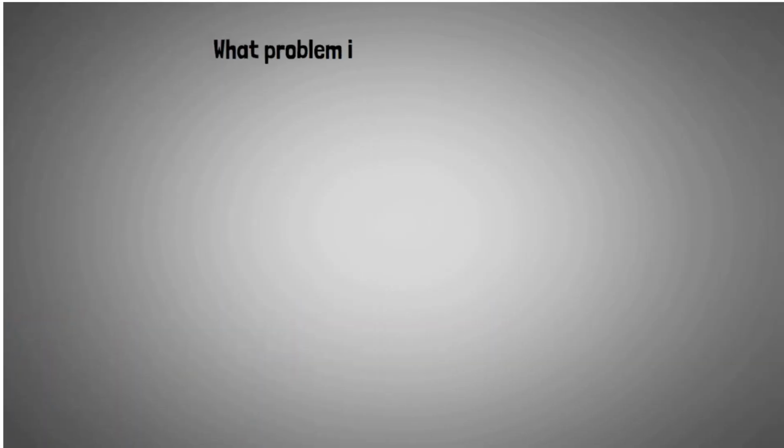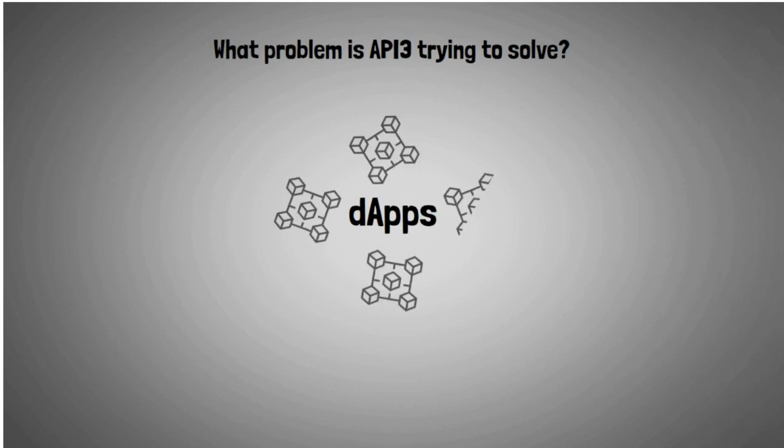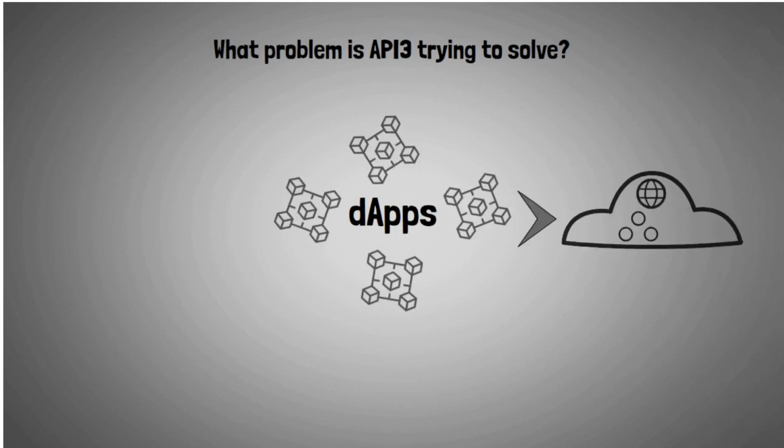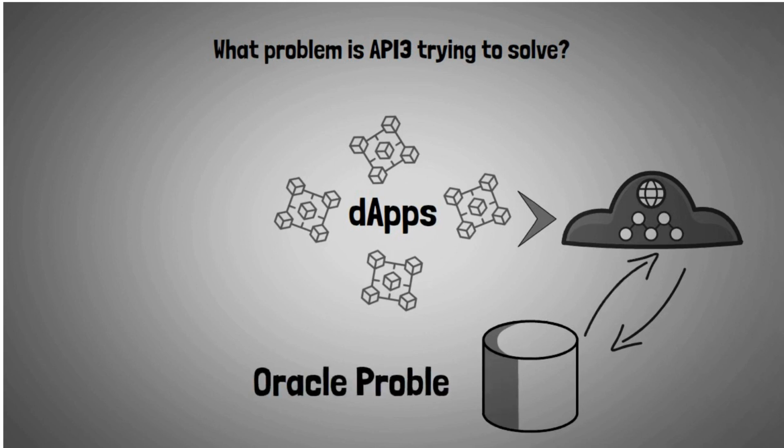So, what problem is API3 trying to solve? dApps are becoming more and more popular, but there is a problem developing around how to integrate them with existing technology. Blockchains were built for different APIs than traditional ones used in cloud services or data centers, so they have trouble communicating between the two. This issue has been called the Oracle problem.